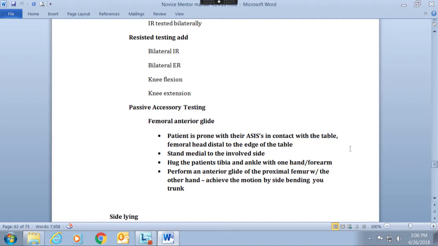patient prone with the ASIS in contact with the table. The femoral head is distal to the table. And send the medial side inside of the patient. You're going to push down into an anterior direction.